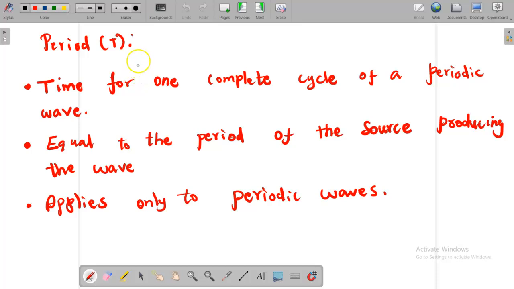Period T, time period, is the time for one complete cycle of a periodic wave. It is equal to the period of the source producing the wave. It applies only to periodic waves. So if the simple pendulum starts at this point and goes back and forth, it takes some time, and this is the time taken for one cycle.